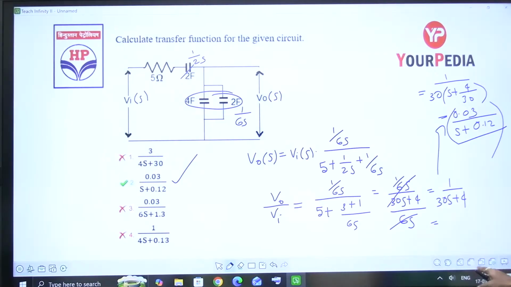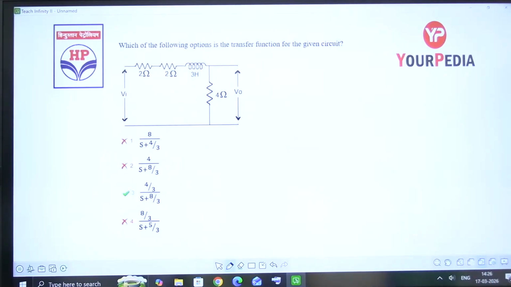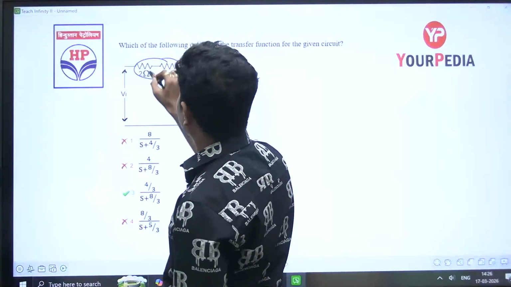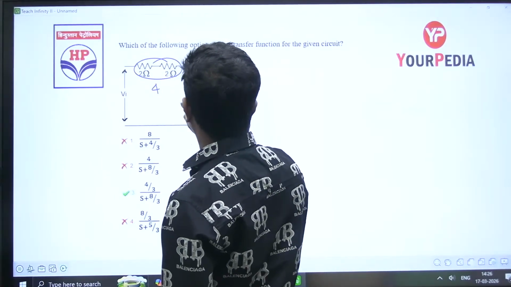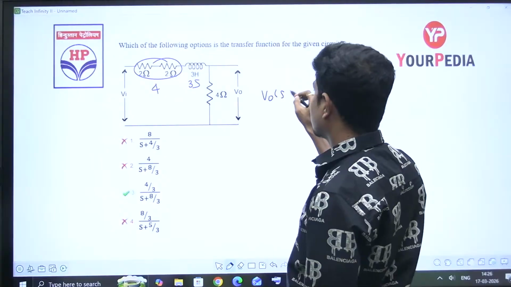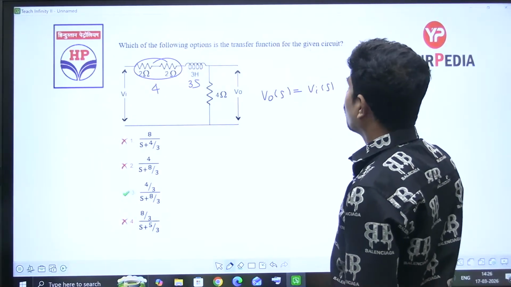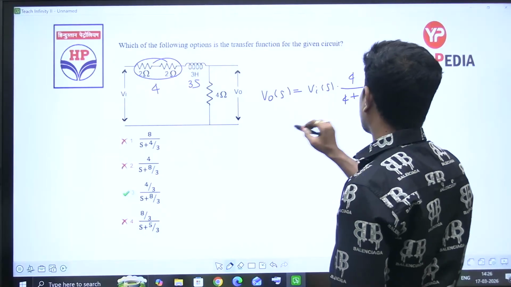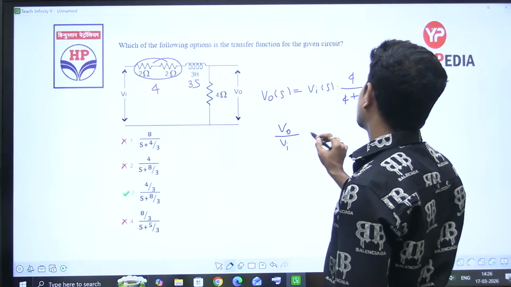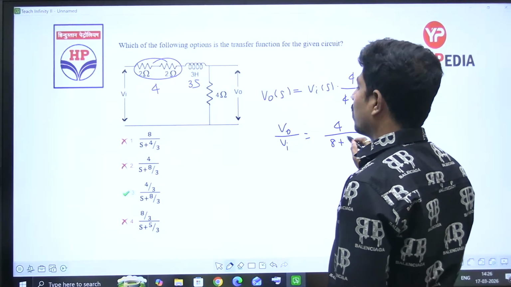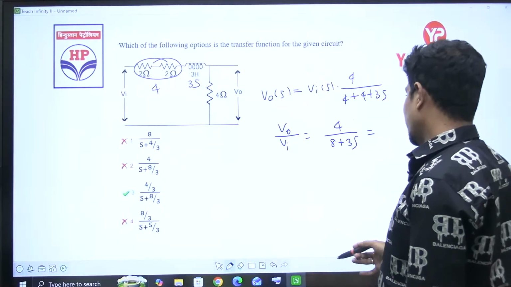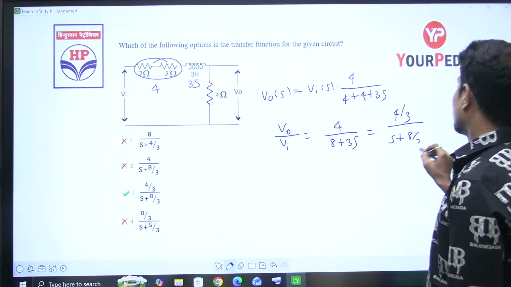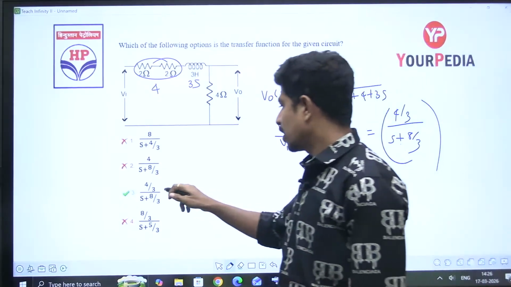Yes or not? Yes. Next question. Again, it is asking us to find the transfer function. So this is Ls, these two can be added. This is 4, this is 3s. Now V naught of s is equal to Vi of s into output impedance 4 divided by 4 plus 4 plus 3s. This is pretty simple. So V naught by Vi is equal to 4 by 8 plus 3s. Now taking 3 common, 4 by 3 by s plus 8 by 3. Right?